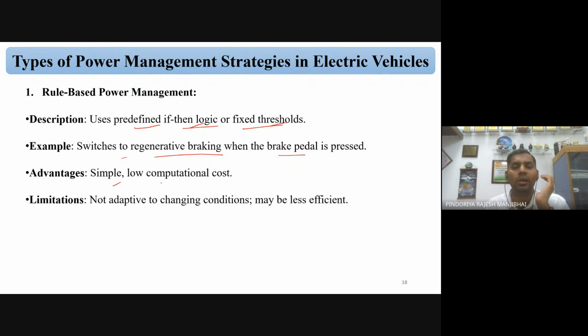Advantage is simple and low computation cost. Yes, it is very simple. Once you design the rule, it works very well, with low computation cost. Limitation, not adaptive to changes in the condition, maybe less efficient. Because the conditions are limited, maybe 5, maybe 6, maybe 7 conditions, so for those conditions we have to work. So it is very less efficient. So that is rule based power management.